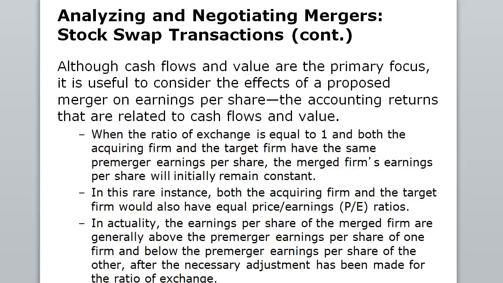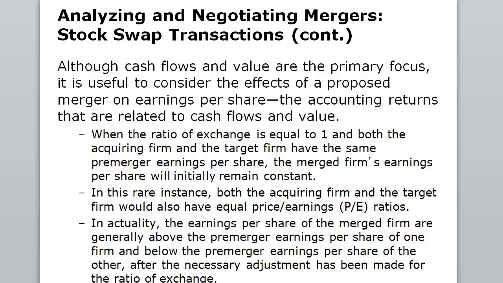Now, although the cash flows and the value are the primary focus here, it's useful to consider the effects of a proposed merger on the earnings per share. So the accounting returns are relative to the cash flows and values. Because remember, you will be expanding the amount of outstanding shares once the target company is acquired, because you're going to be putting more shares in the public.